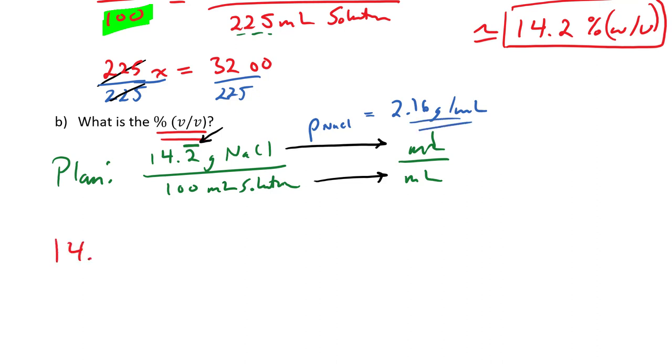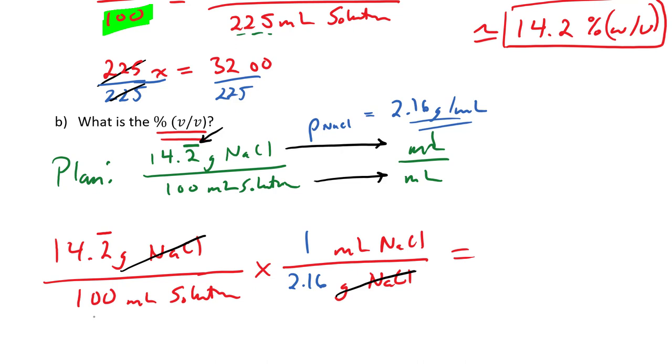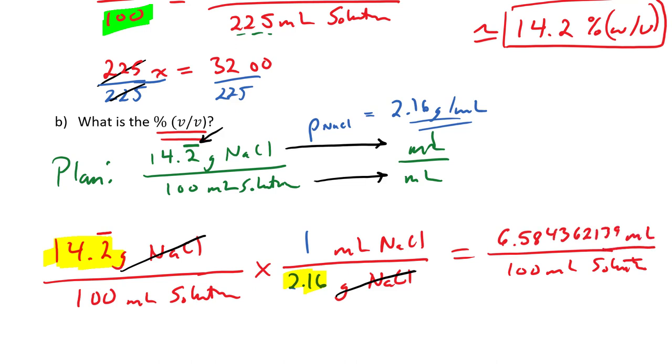So let's do that now. Again, I'm going to start from where the other one finished. We will then convert from grams of sodium chloride to milliliters of sodium chloride. 1 mil, 2.16 grams. Now what I'm going to do here, I'm going to cancel these out, but I'm going to keep the 100 on the bottom here, 100 milliliters solution. You'll see why in a minute. So I'm just going to take 14.2 and divide by 2.16. Now hopefully you see why I did that. Because I want a percent solution. If I keep this as 100, it's already as percent.